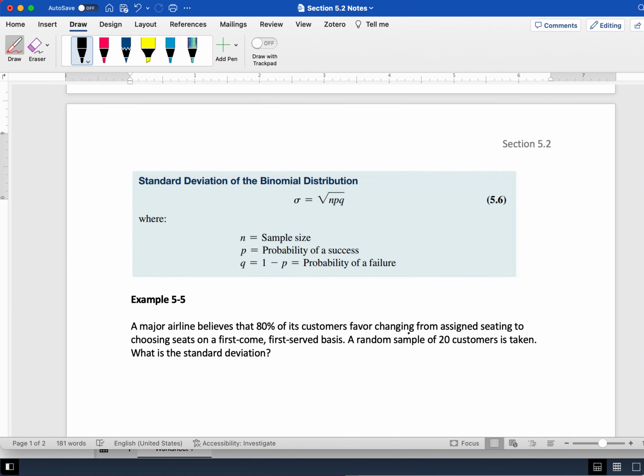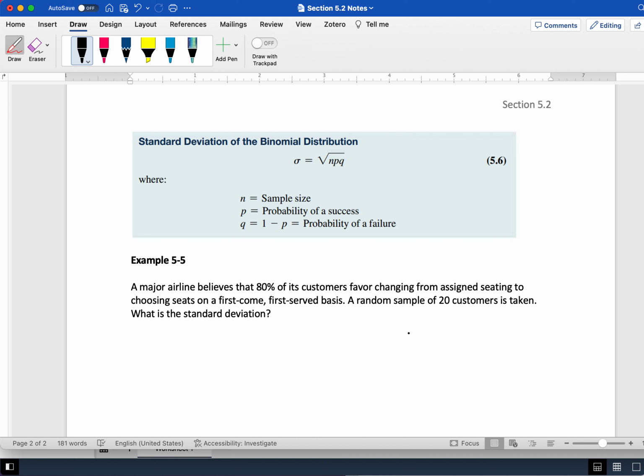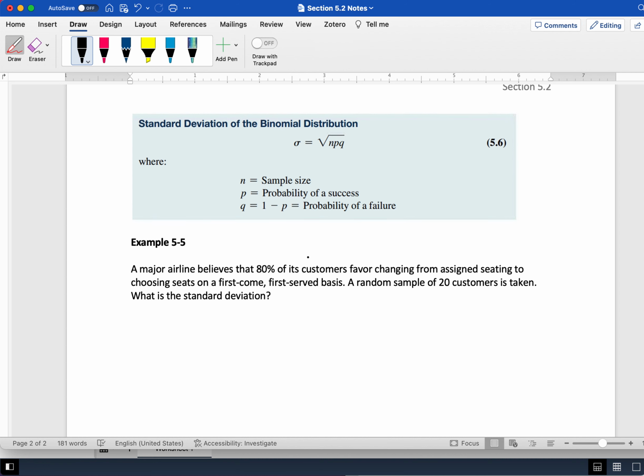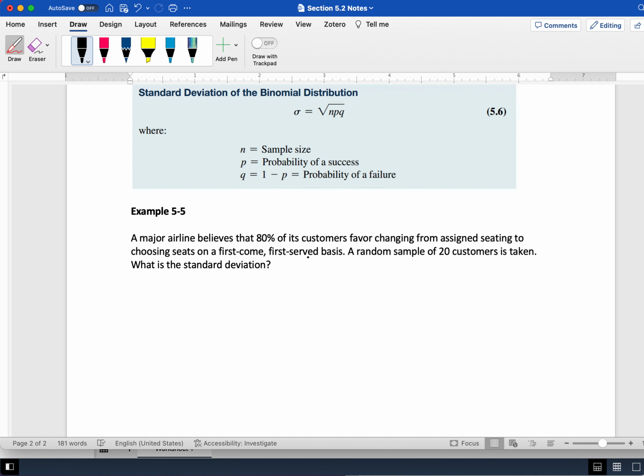We can also calculate standard deviation. The formula is only slightly more complicated than the one for expected value. This is square root of n times p times q. N and p are the same as before. N is sample size, p is probability of success, q is 1 minus p, and that's considered to be the probability of failure.